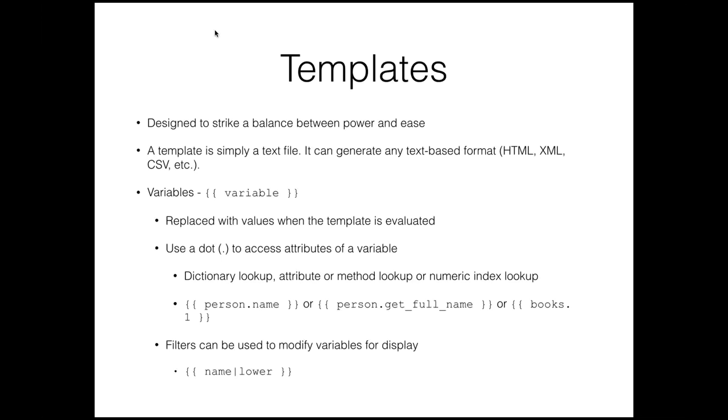There's a concept of variables, which is basically they replace the values when the template is evaluated. The dot in a variable is basically used to look up things like execute a function, look up an attribute, or if it's a list, you can use an index in there. So it's basically multi-purpose. I think the template kind of figures it out at runtime as you go along. So these are examples of what you can do here. Filters can be used to modify variables for display, which is basically anything that is after a pipe. You can pipe the variable to a function, which can be used to format values for display and so on. For example, that's an example of making the name lowercase, if that's how you want to show it.